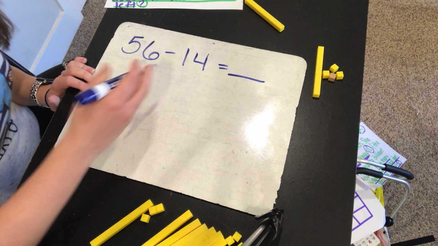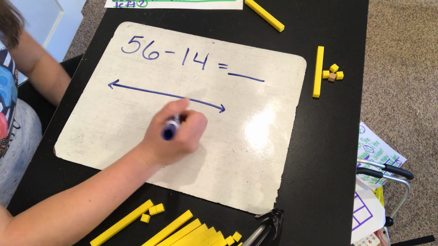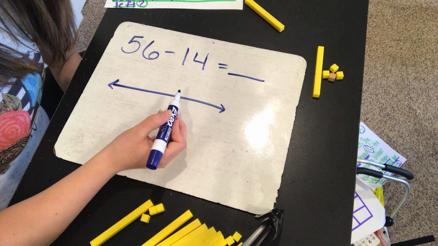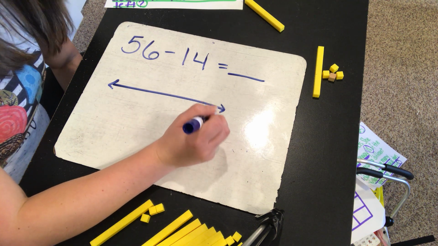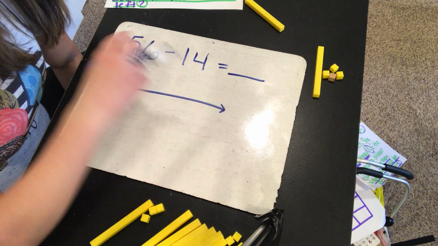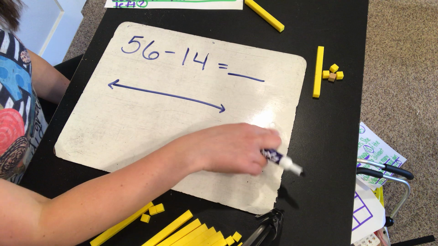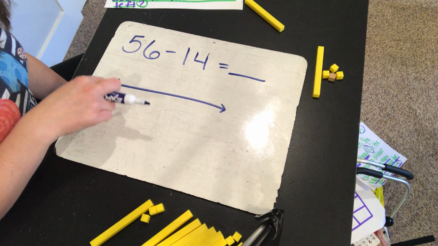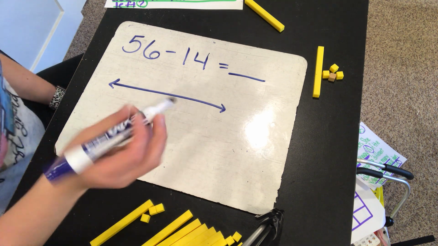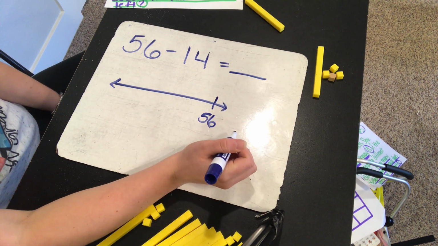Let's start by using an open number line. When we use an open number line, remember when we subtract, you're going to start on the right side, because when you subtract, you start with a larger number and you get smaller. If we were adding, we would start on the left side, because when you add, you start small and you get big. All right, so starting at 56 and taking away 14.